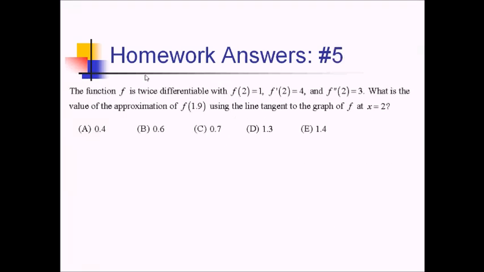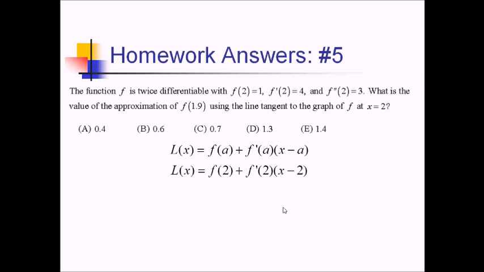For number 5, f is a twice differentiable function with values for f of 2, f prime of 2, f double prime of 2 that we'll look at in a minute. What's the value of the approximation of f of 1.9 using a tangent line at x equals 2? So we're going to start with my tangent line formula. L of x equals f of a plus f prime of a times x minus a. In this case, we have an a value of 2. So we have f of 2 plus f prime of 2 times x minus 2.